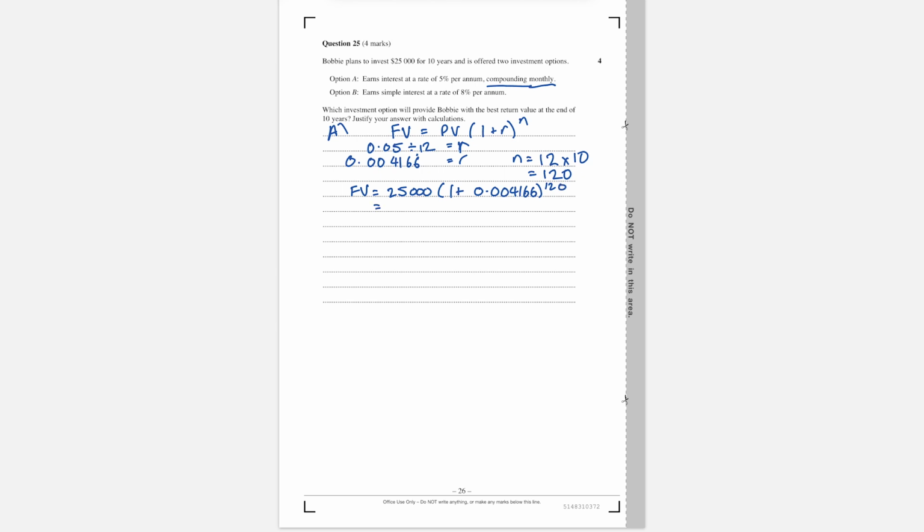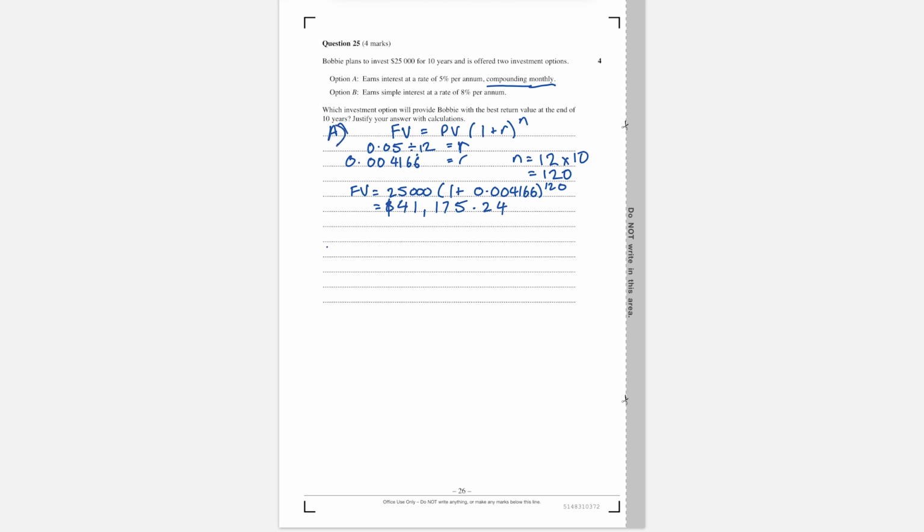Right, so all we have to do is chuck that into our calculator and we'll get the answer. I'm doing it to the power of 120 and then multiplying it by 25,000. All right, that gives us a value of 41,175.24. Okay, that's with option A.